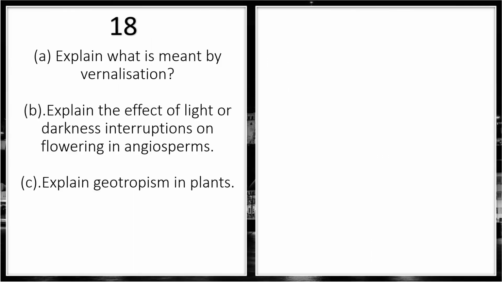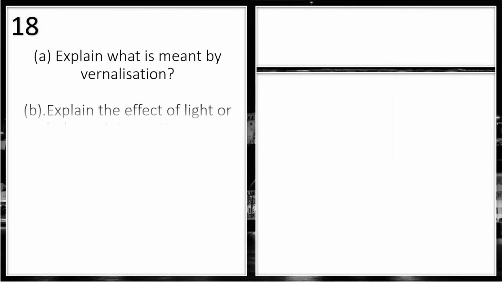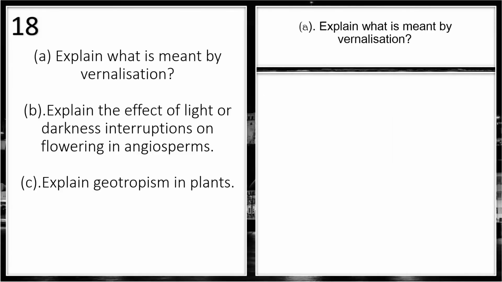Number 18. What is meant by vernalization? Part B. Explain the effect of light or darkness interruptions on the flowering in angiosperms. Part C. Explain geotropism in plants. Explain what is meant by vernalization.